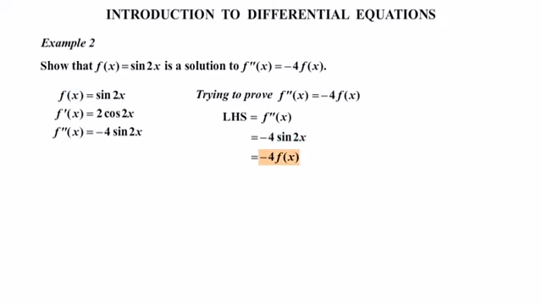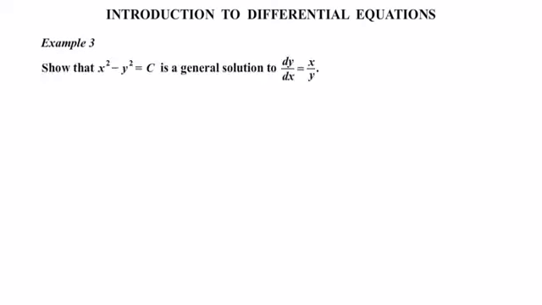Now that result we've just got there is exactly what we needed over here on the right-hand side. So the left-hand side equals the right-hand side, so therefore f(x) equals sine 2x is a solution to the differential equation f''(x) equals negative 4 f(x). Fantastic. Let's have a look at a third example now.